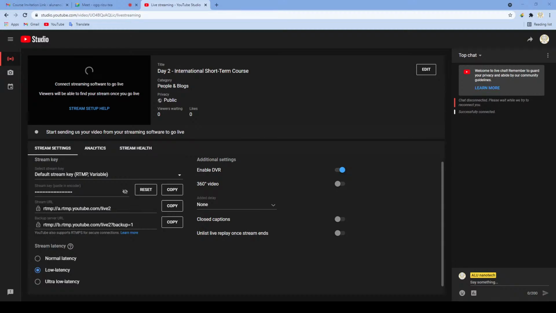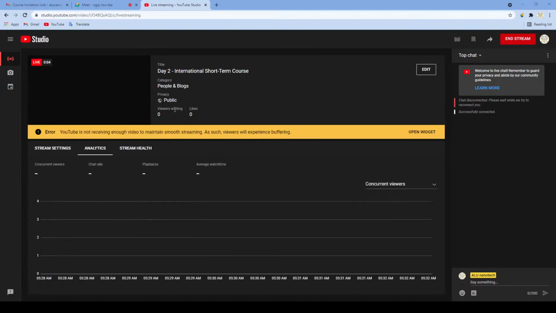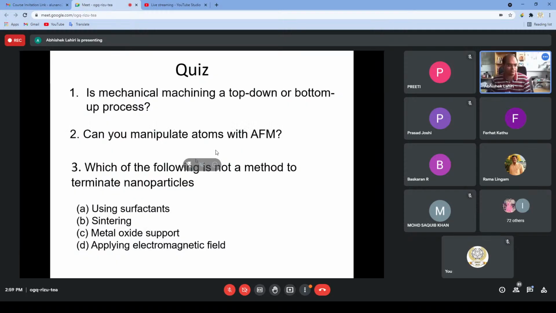So again, which of the following is not a method to terminate nanoparticles? Using surfactants, sintering, metal oxide support, applying electromagnetic field. Anyone? It's okay if your answer is wrong. There is nothing wrong in it.